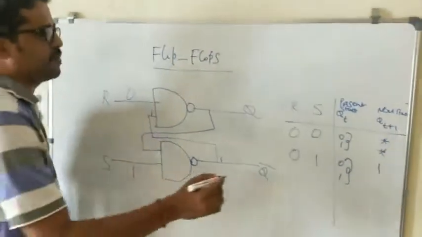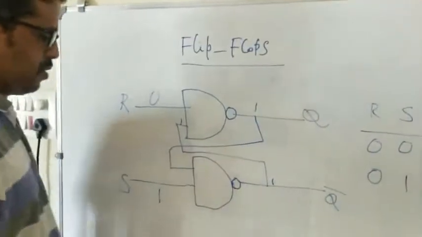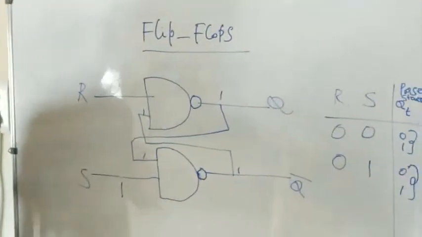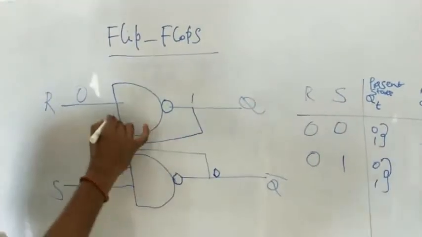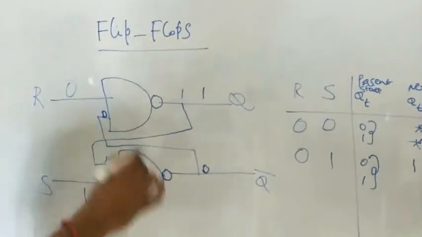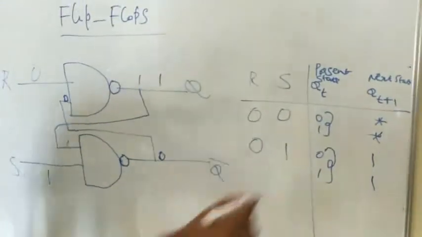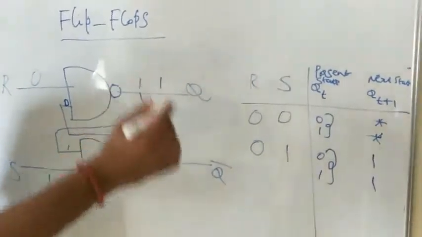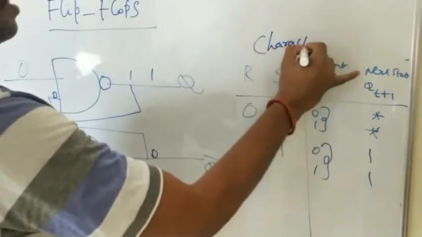Now we need to assume the present state of Q as 1. So what will happen? 1 will come here. If both the inputs are 1 in a NAND gate, the output is going to be 0. If 0 comes here, if any one of the values is 0, the output is 1. So when the present state is 1, the next state is also 1, which means this represents the set state of the flip-flop. So we are discussing the characteristic table of an RS flip-flop.